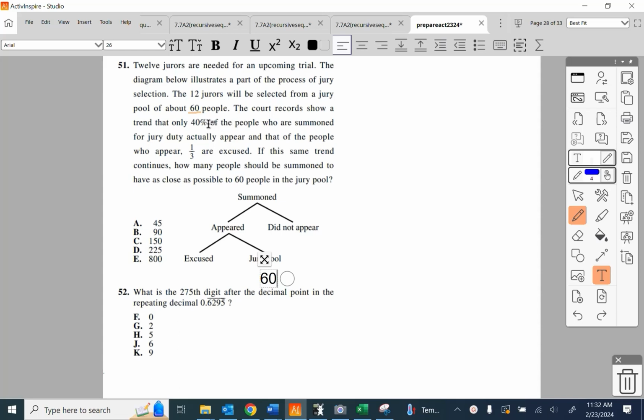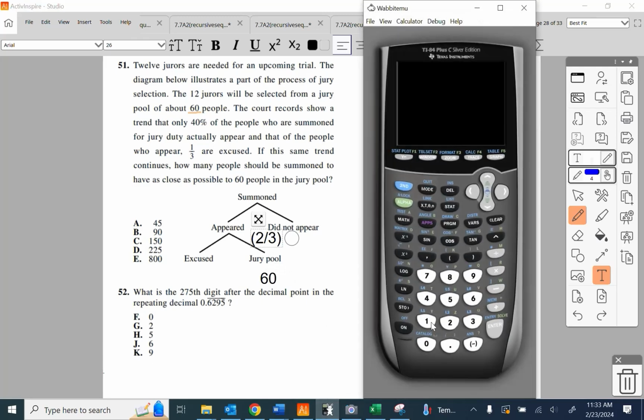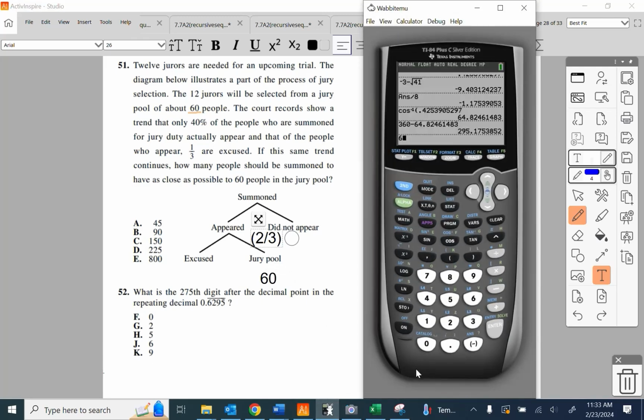Court records show a trend that only 40% of the people who are summoned appear, and of those who appear, a third are excused. All right, so I need to work my way backwards. That means I keep 2/3 of the people that show up. Now, to work my way backwards, I'm not going to do multiplication, I'm going to do division. So 60 divided by 2/3 is going to give me the actual number.